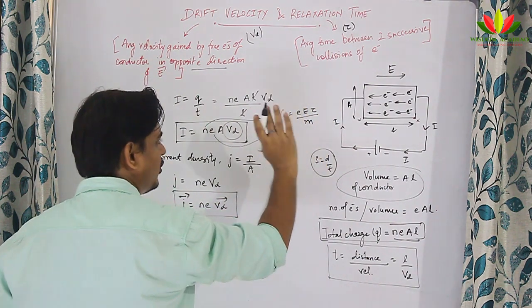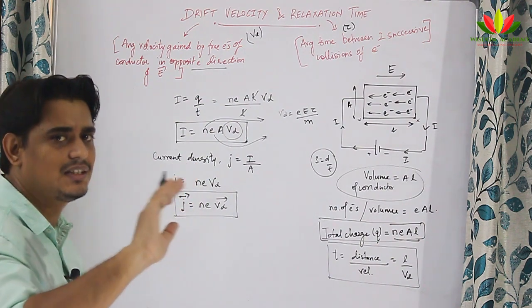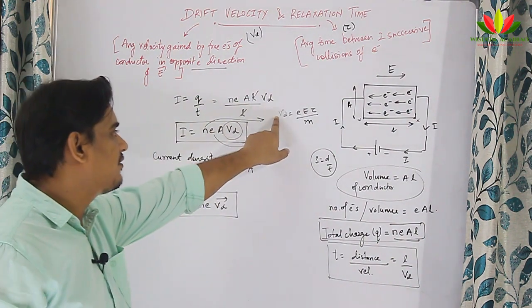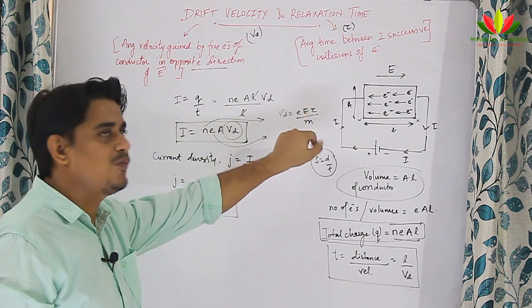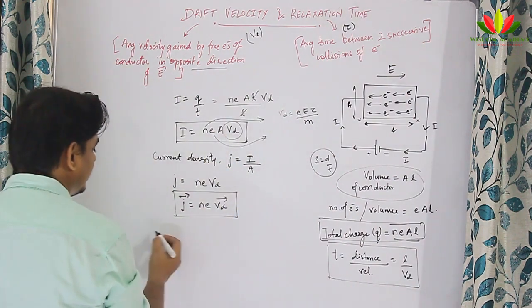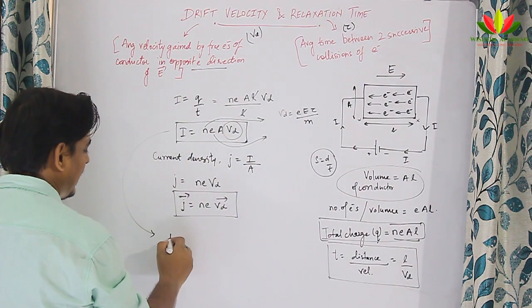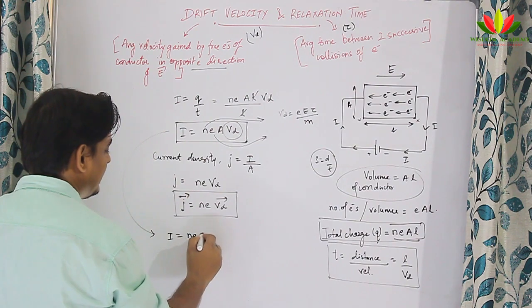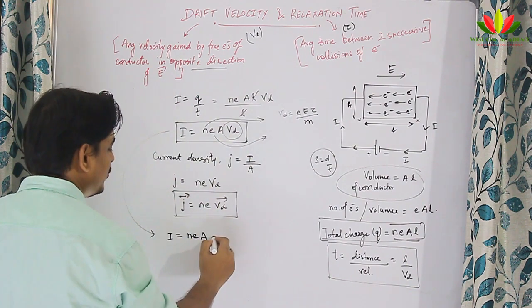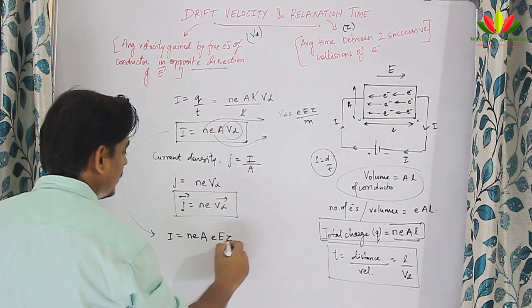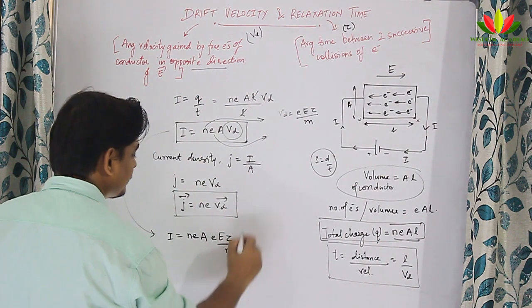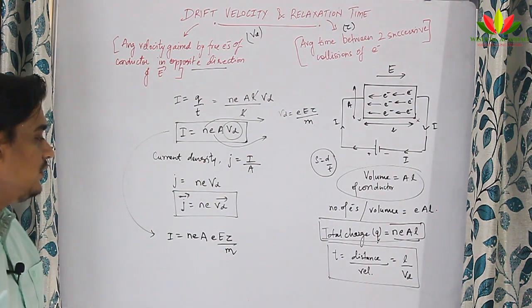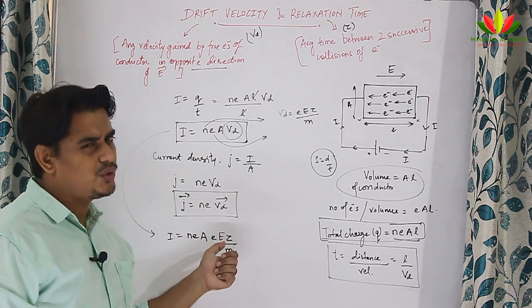I am talking about the magnitude of drift velocity. The minus sign was there, which was the direction. So the drift velocity's magnitude is equal to E tau by m. When I put it here, from this expression I get I is equal to nEA, instead of Vd using E tau by m. Now electric field E is equal to V by L.